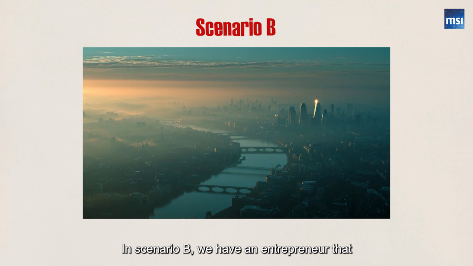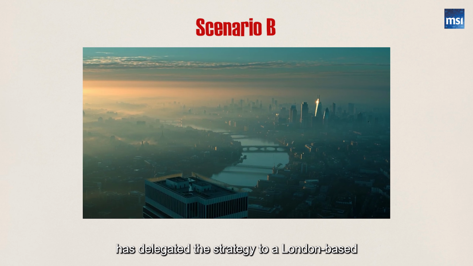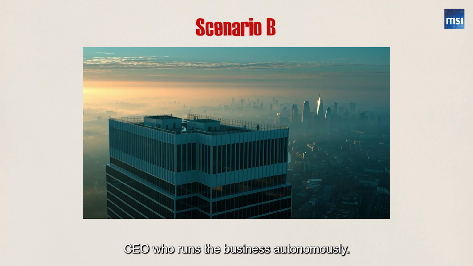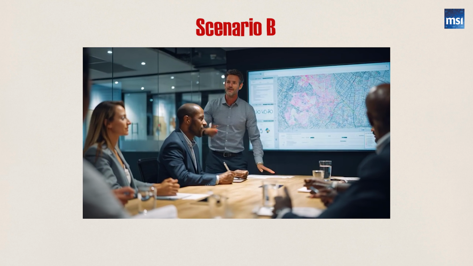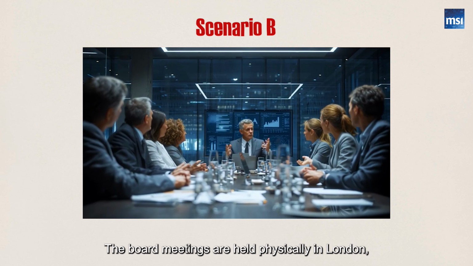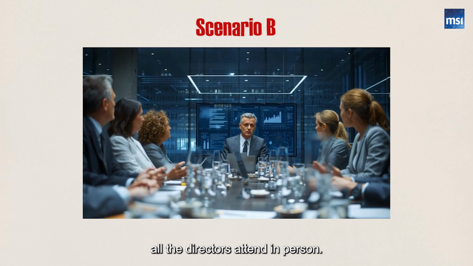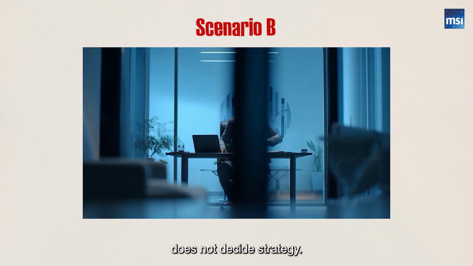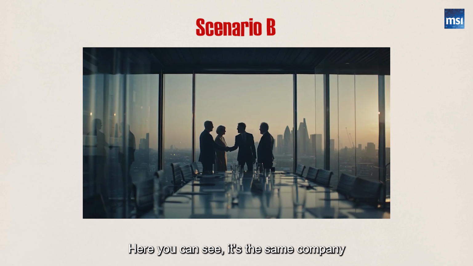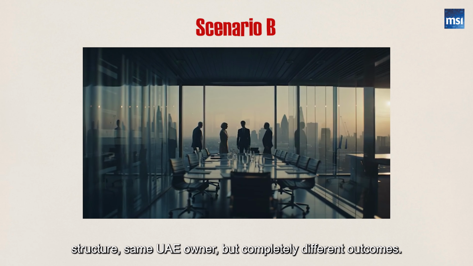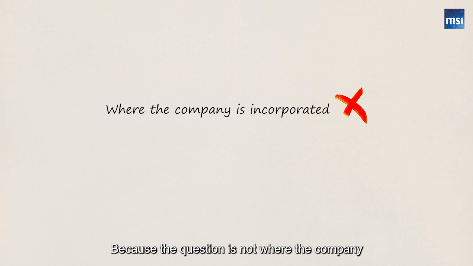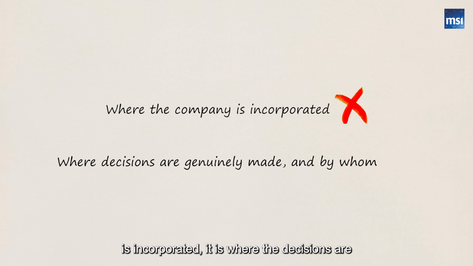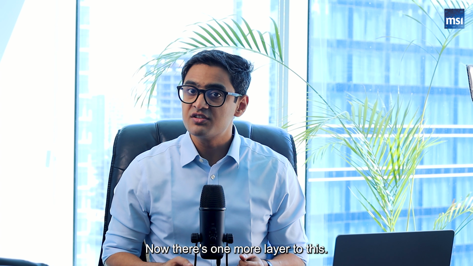In scenario B, we have an entrepreneur who has delegated the strategy to a London-based CEO who runs the business autonomously. The board meetings are held physically in London. All the directors attend in person. The UAE shareholder reviews the quarterly reports but does not decide strategy. Here you can see it's the same company structure, same UAE owner, but completely different outcomes. Because the question is not where the company is incorporated, it is where the decisions are genuinely being made and by whom.